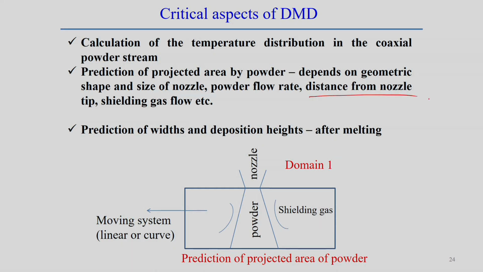And of course, other parameters, for example, distance from the nozzle, also influence all these things. If we look into this schematic diagram, we can see that nozzles are there, and from the nozzle the powder is coming along with the sealing gas, with certain pressure and with certain flow rate. And once it comes out of the nozzle, the beam diverges, and this indicates the projected area.